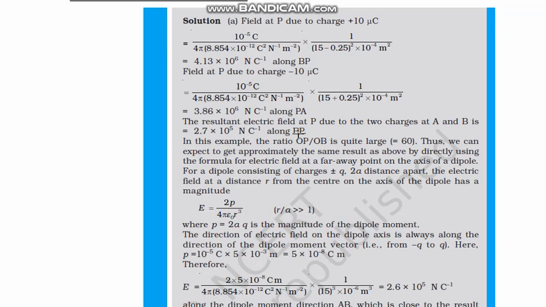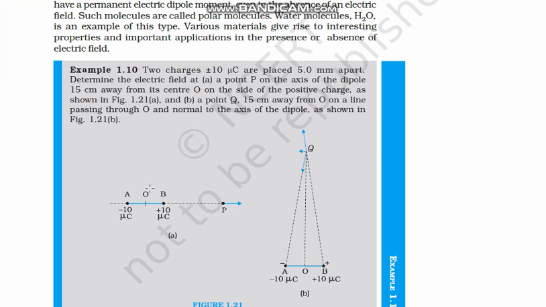What is the direction? It's along BP, so this is B and P. So the total electric field is in this direction. Why? Because the field due to B was more, and the field due to A was less. So the net direction is along this BP.